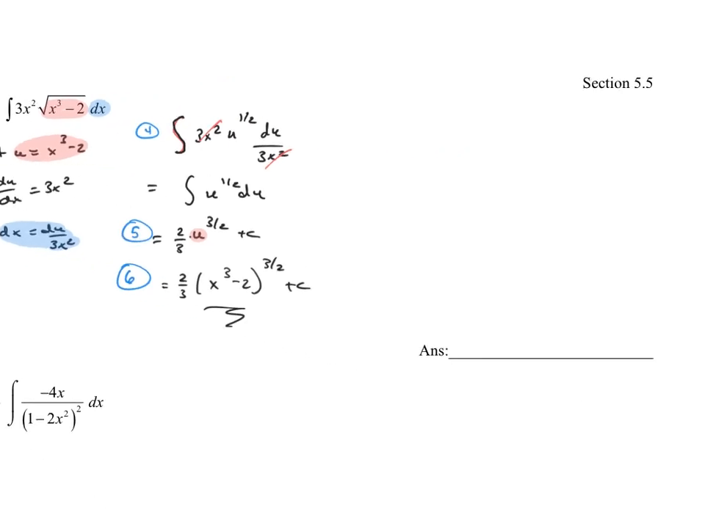Again, how would we know this is right? Go ahead and take the derivative of the answer, and when you take the derivative of the answer, you will get the exact same thing as the original problem. So 2/3 times x cubed minus 2 raised to the 3/2 plus c. Again, no need to change this back into radical form. I'm perfectly fine with you leaving it in exponential form.